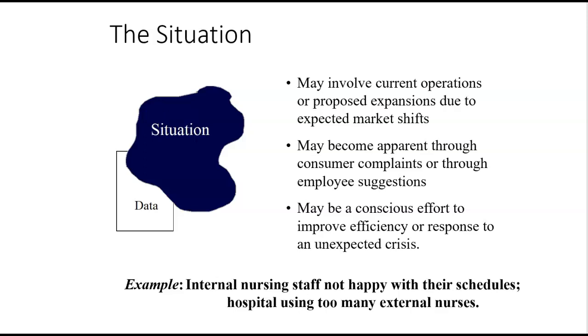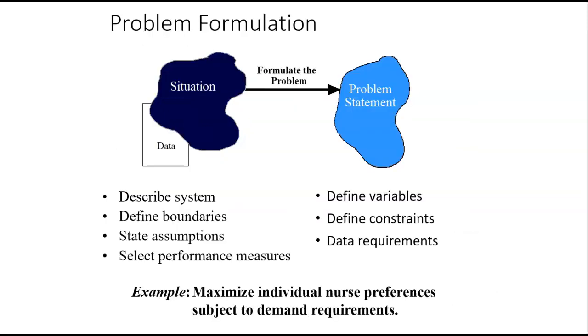It might be a current operation, or it might be a market shift, and we're wondering how much money we should invest in building certain products. Maybe it's customer complaints that are driving us to it. For example, and this is a real-life situation happening for a friend of mine right now: internal nurse staff is not happy with their schedule, and the hospital is using too many external resources and not allowing them to optimize patient care. So it's really being applied. That's the situation going on right now.